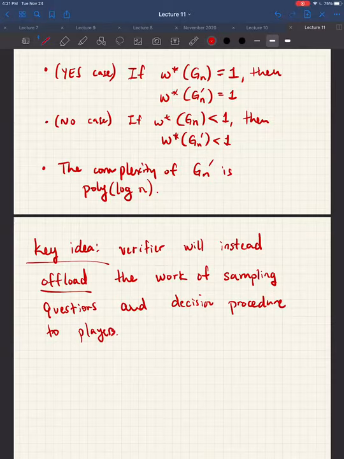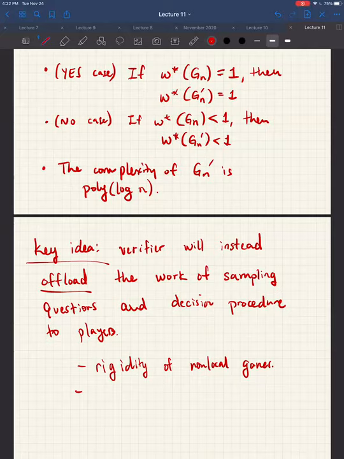And to do so, it's going to use a bunch of things that, like I said, we've seen before. One is the rigidity of some non-local games. It's going to use ideas from this verification of computations that we saw a few lectures ago.